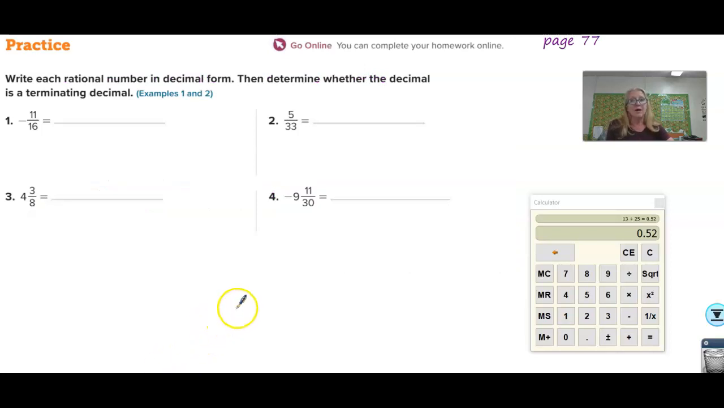Okay, so these are the only, well, no, I think there might be another page of these. This is pretty much what you're going to be asked to do for this section. The practice and the quiz will be no more difficult than this, okay? We're going to turn each of these into decimals.